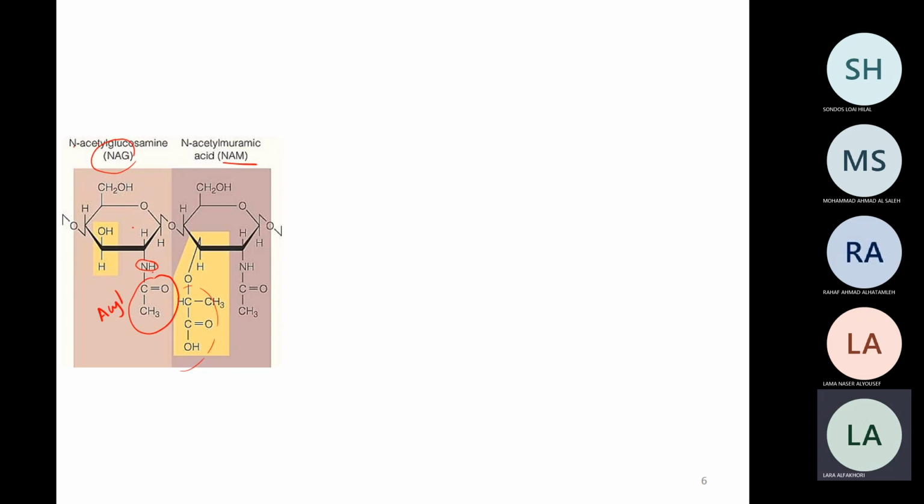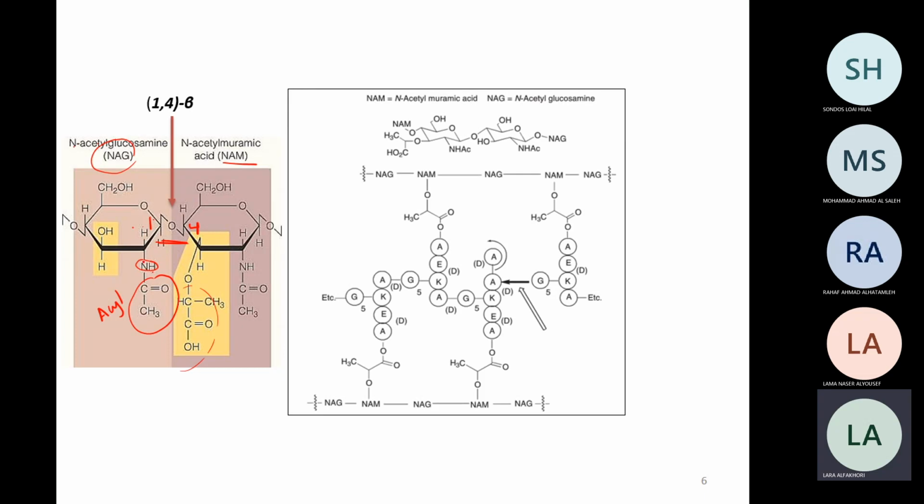طيب هلا attached, and for sure those NAG and NAM are connected via, do you know what we call this linkage? A glycosidic, let's say, bond. 1,4, because the bond is between 2 hydroxyls at position 1 and 4, 1 in NAG and 4 in NAM. Now, extending from the NAM unit, a peptide chain.